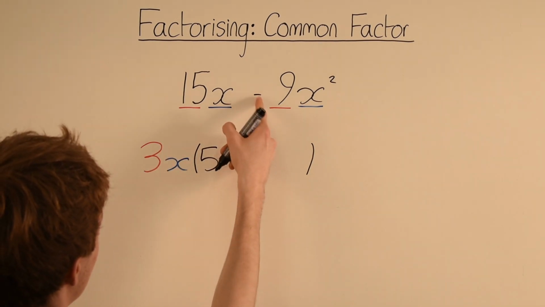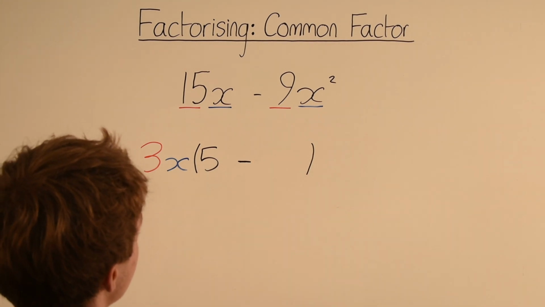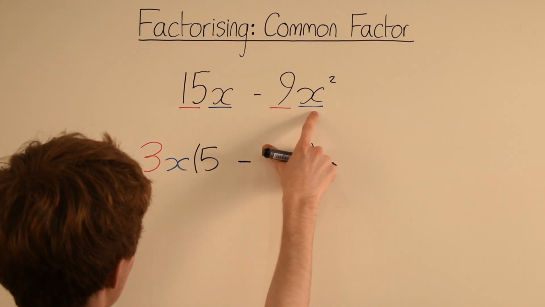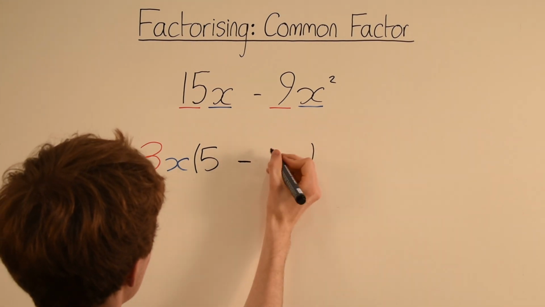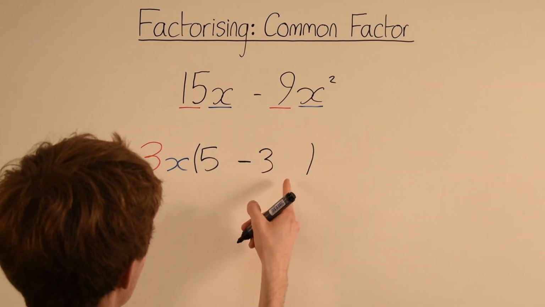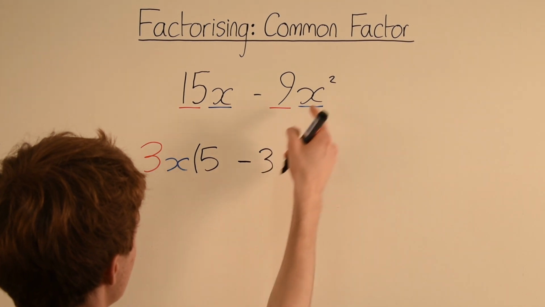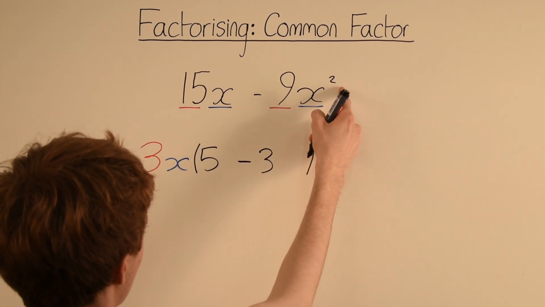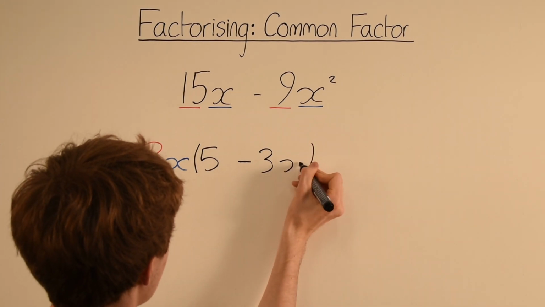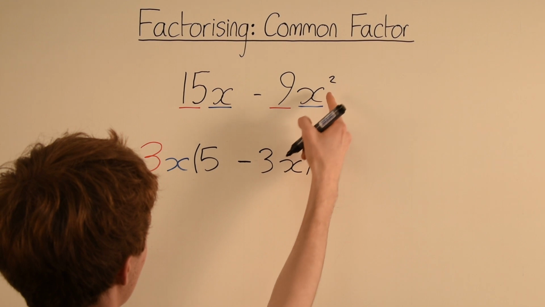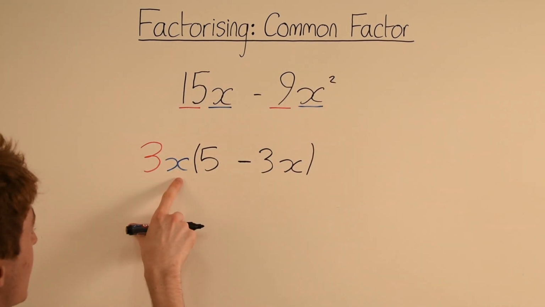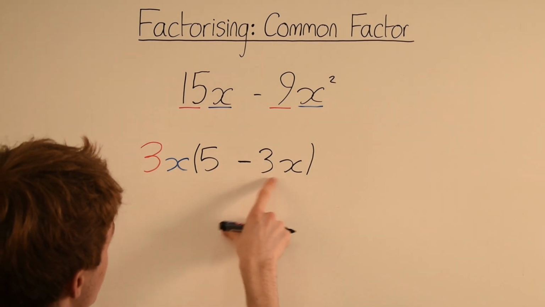So we're done here now, and we can copy this minus and move on to the next term. So now we need something that multiplies by 3x to give 9x squared. Well, if we look at the numbers, we're going to need a 3 here, because 3 times 3 is 9. And now if we look at the x's, we've only got one x here, but we've actually got an x squared here. Now remember, x squared is x times x. So what we need is another x here, so that it multiplies together to get an x squared. So now this expression is fully factorised as 3x multiplied by 5 minus 3x.